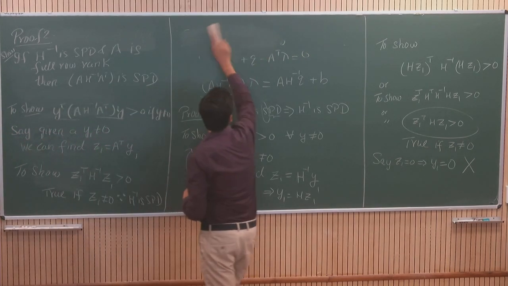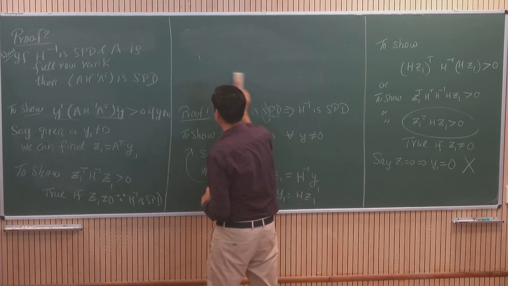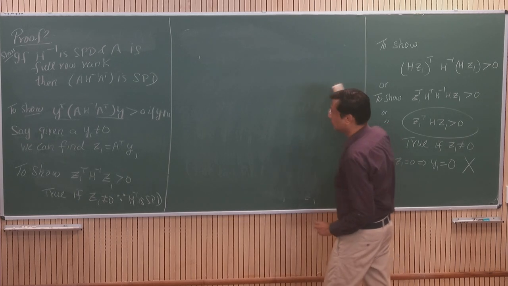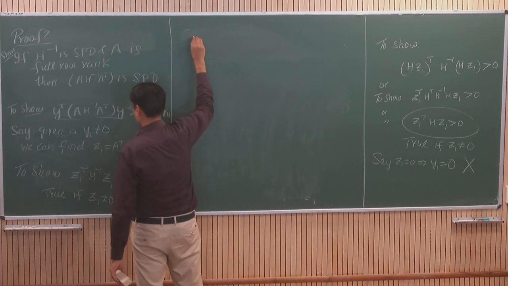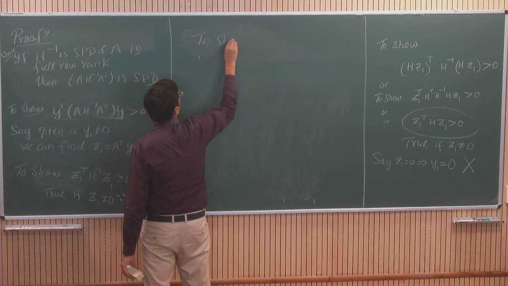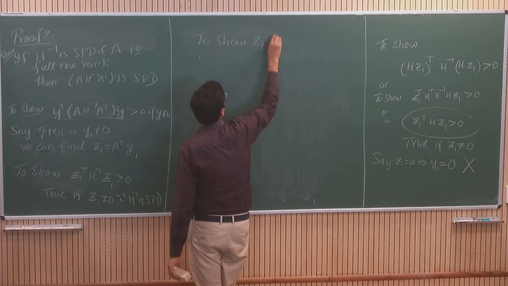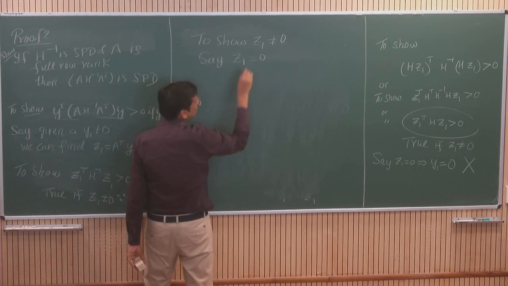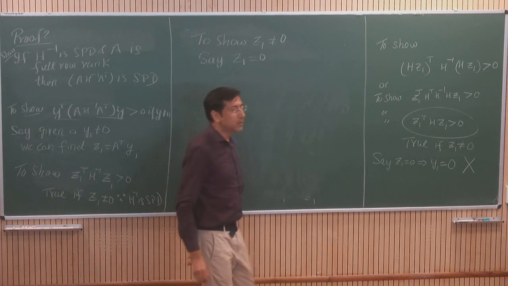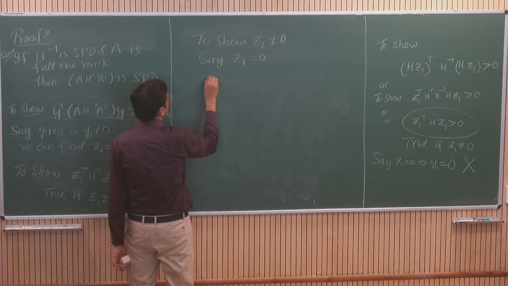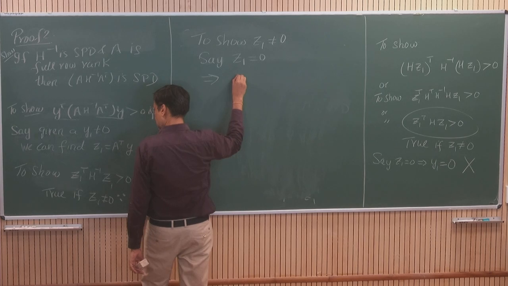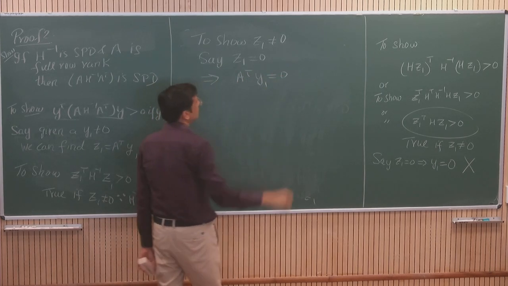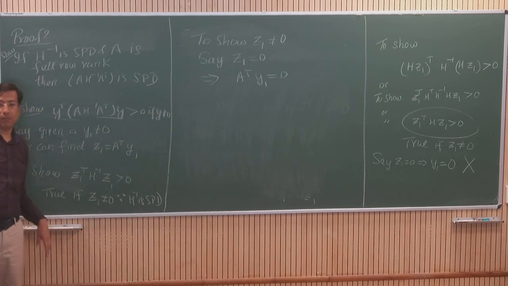So let's go further now. We have to show that z1 is not equal to 0. To show z1 is not equal to 0, say z1 is equal to 0. We are again going to do contradiction like we did earlier. So z1 is equal to 0. Then this would imply that A transpose y1 is equal to 0. Now what can we say from here?